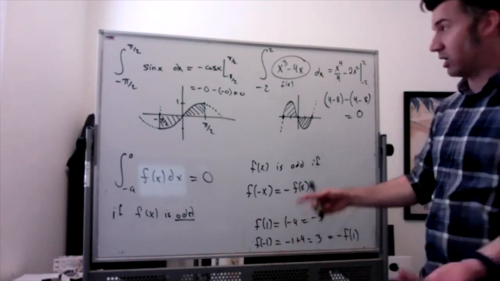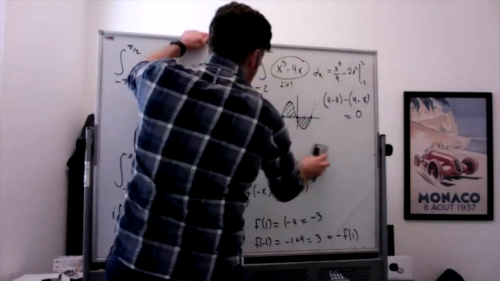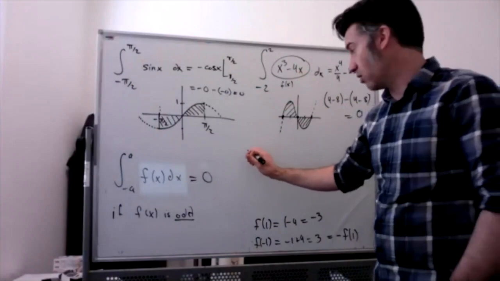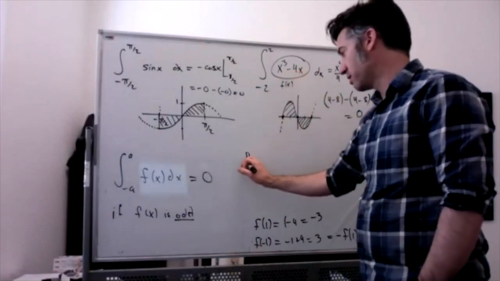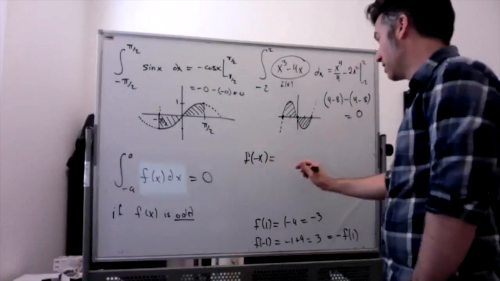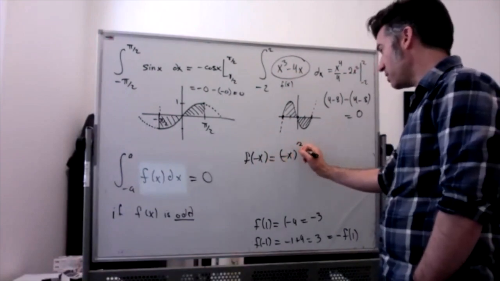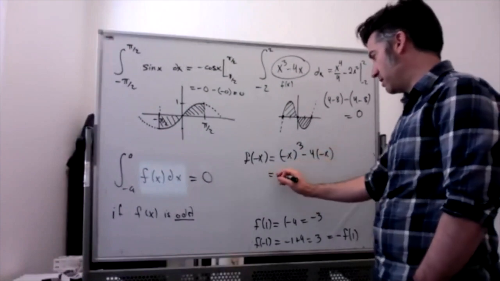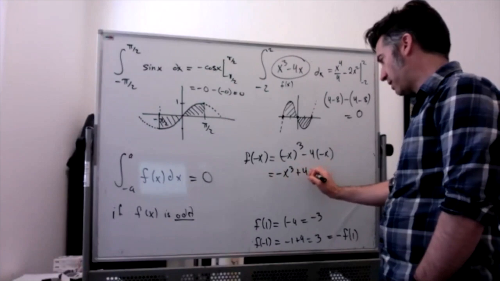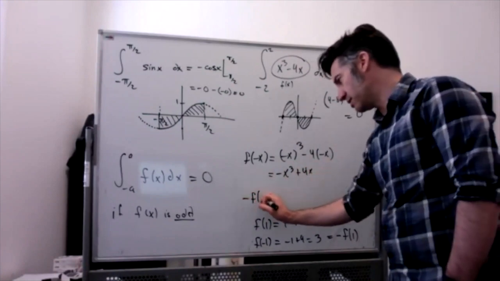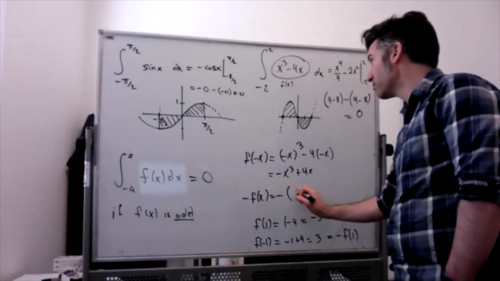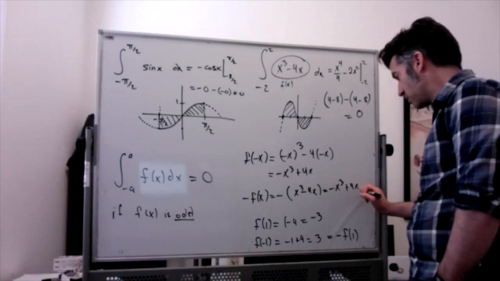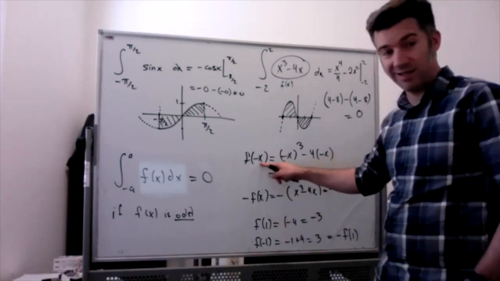To actually show this function is odd, you would take this function and plug in negative x. So f of x is x cubed minus 4x. f of negative x is negative x cubed minus 4 times negative x. And then we get negative x cubed plus 4x. And oh, look, that's the same as negative f of x. So for real, f of negative x is equal to negative f of x.